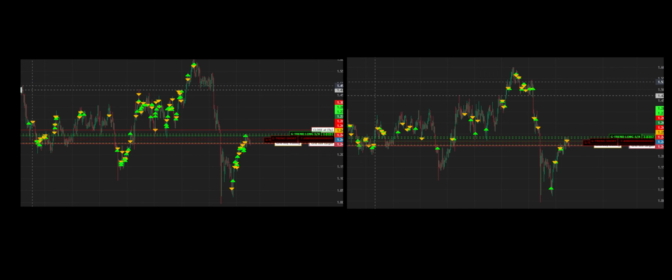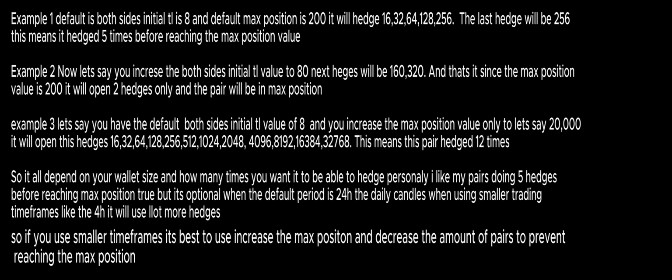Now, I will explain how to change 3 important settings which determine the time frames that it trades on, the amount of hedges that could happen, which is the max position value, as well as the trading limits. It is very important to understand how the hedging works. That way you can increase the amount of times you want it to hedge, or you can always increase the trading limit, or as well the amount of pairs that you are running. Let's keep in mind that you only want to add a maximum of 4 pairs.